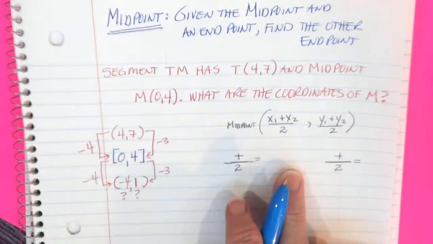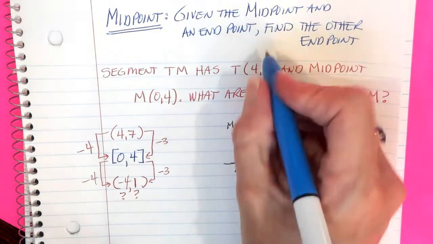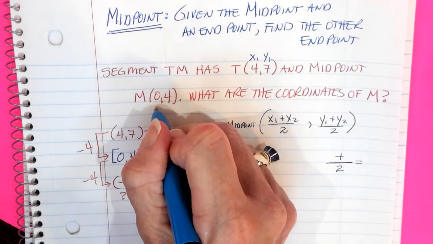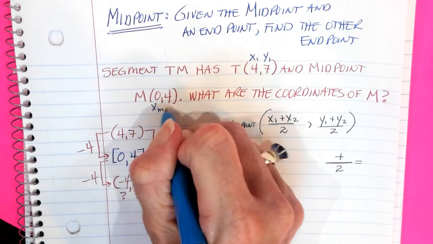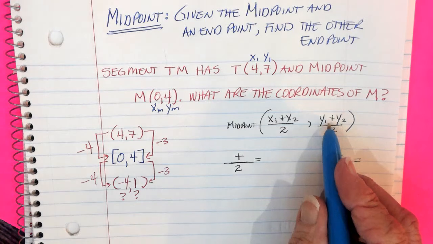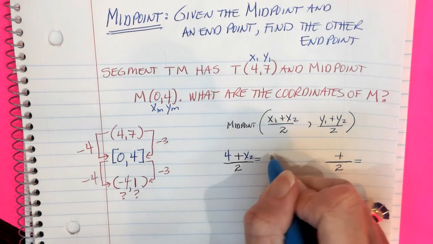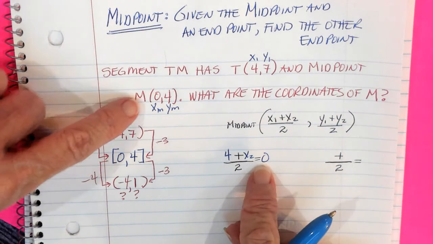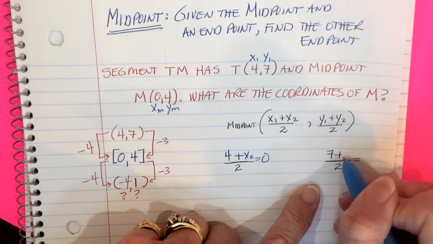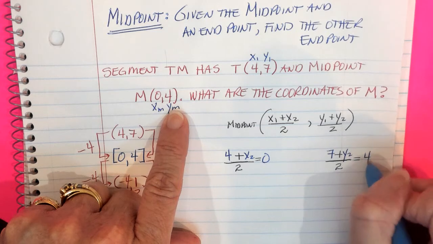I'll still show you the formula way. For those who love formulas, it will always work. You will have to go and label your endpoint as x1, y1, and your midpoint as your x answer and your y answer, and you're solving for x2, y2. So I would say 4 plus x2 divided by 2 equals 0, because here's my midpoint answer. Here I would say 7 plus y2 divided by 2 will equal 4.